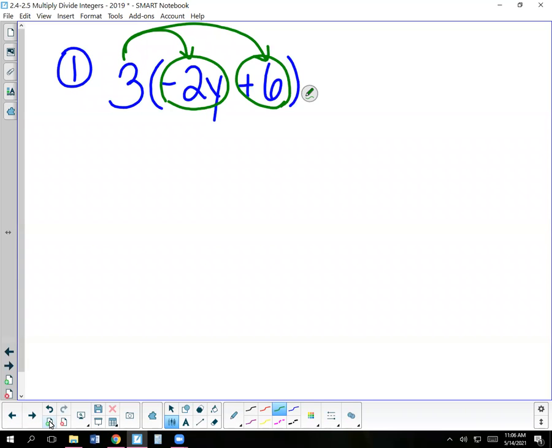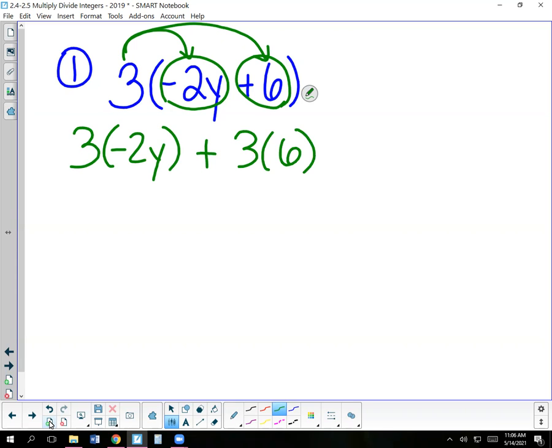Again, look at the sign in front. So let's rewrite it. So this would be 3 times a -2y, and then a 3 times a +6, or just 6. That's rewriting it. Now I can then multiply what I can. We know 3 times 6 is 18. Now follow your rules. A negative times a positive is a negative. Okay? 3 times 2 is 6, and then you just tag along Mr. Y. There's your answer.